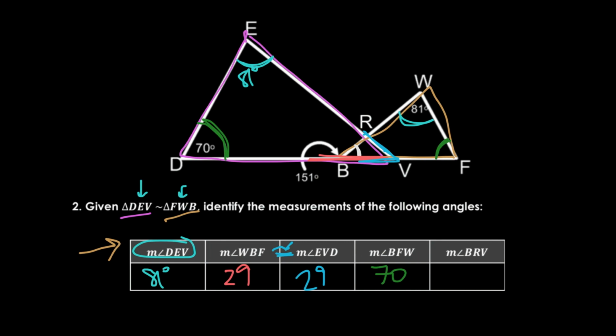Then lastly, angle BRV, which is this angle in here. Here's where I have to use the Triangle Sum Theorem once again. So I know that these two angles are both 29 degrees. So all I do is 180 minus 29 minus another 29. And we are going to get 122 for angle BRV.